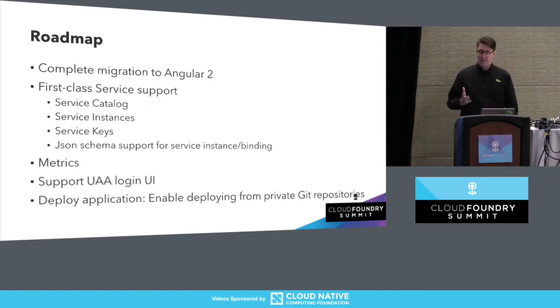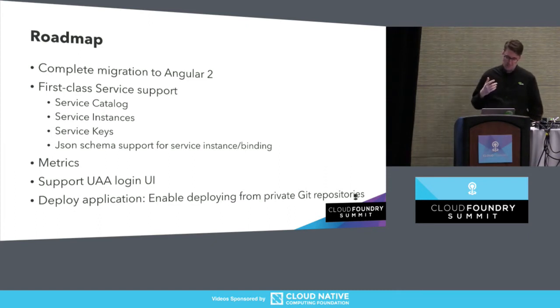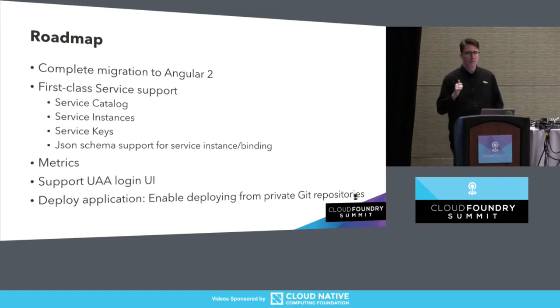So what's in the near term? Finish that work, the migration to Angular 2, so that we've got feature parity. We've got some detail in our roadmap on what we want to show in the service catalog, the service instances, keys, the JSON schema support for binding and creating instances, some more metrics work.